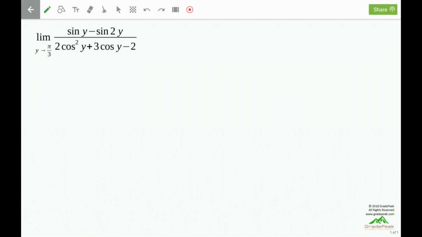Limit as y goes to pi over 3 of sine of y minus sine of 2y, divided by 2 cosine squared of y plus 3 cosine of y minus 2. The first thing we're going to do is try to plug pi over 3 in for each of the y's.